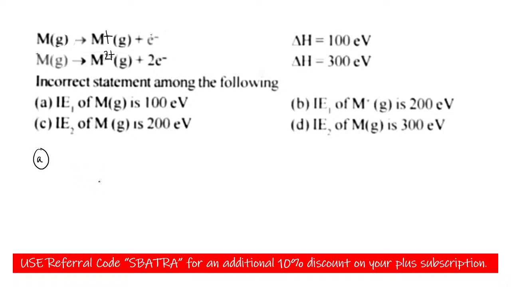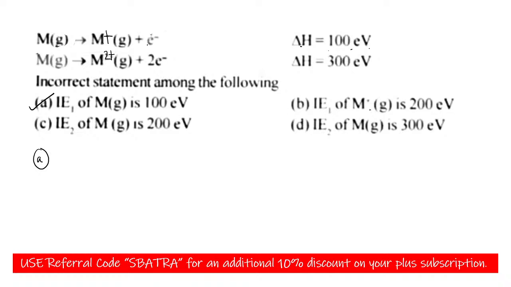First statement says ionization energy 1 of M gas is 100 electron volts. So this is M gas. This is the first electron, right? Ejection, definitely 1 electron. Delta H is 100 electron volts. So this is your correct statement, okay? Ionization energy 1 is definitely 100 electron volts. Let's go to option B.